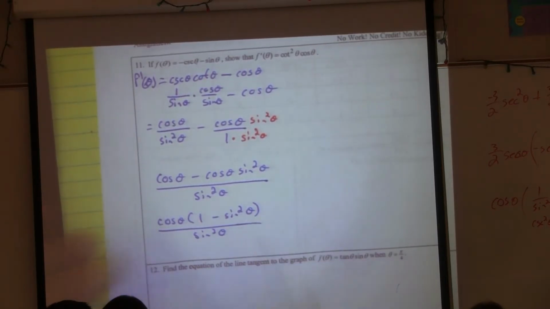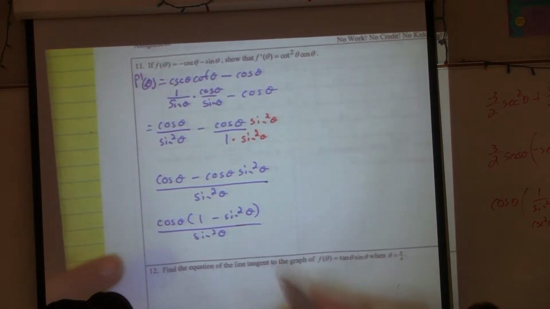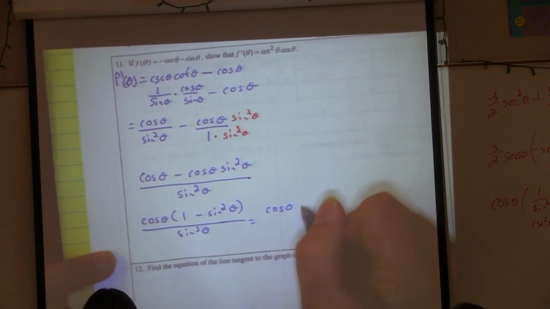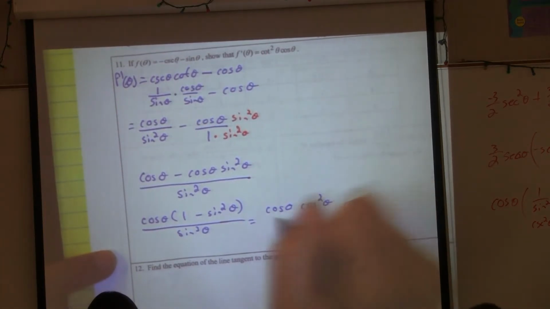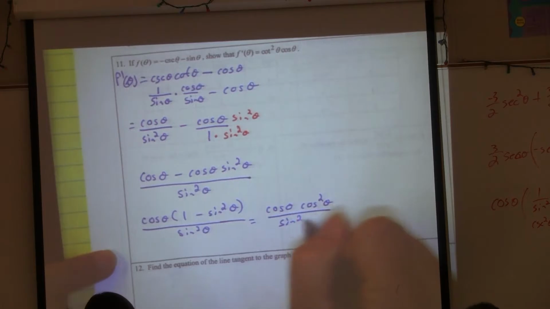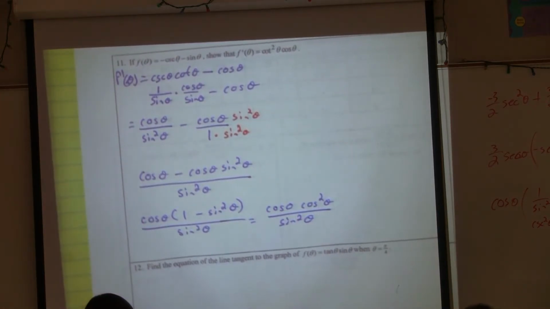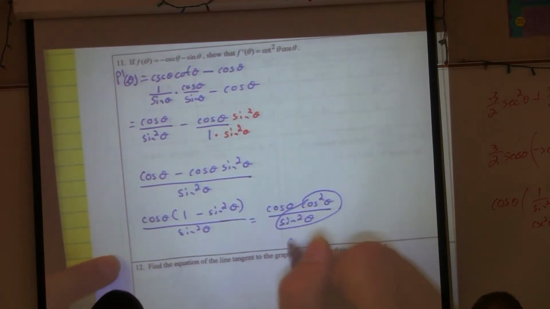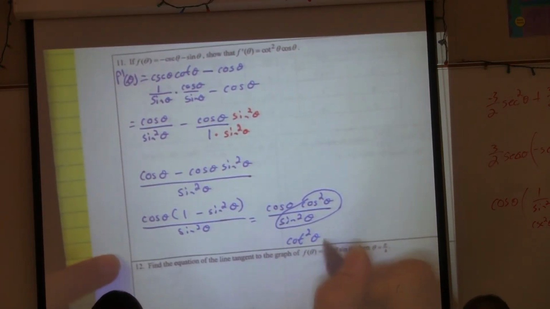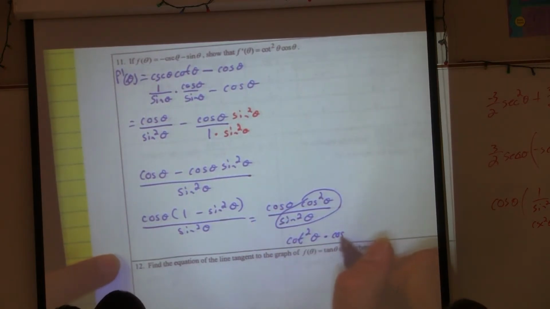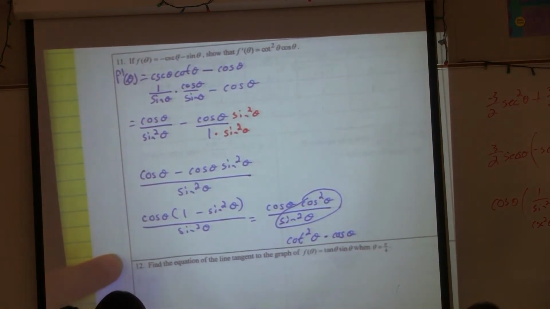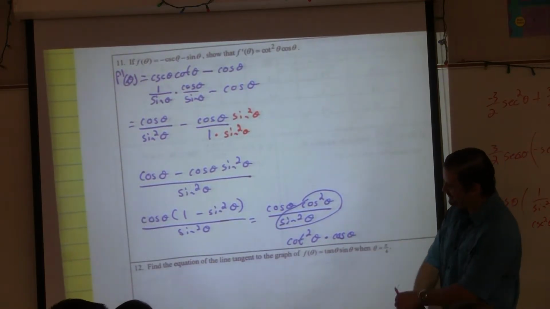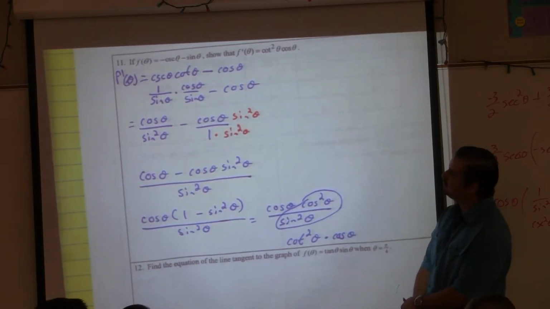One minus sine squared theta is equal to cosine squared theta. Okay. So then this goes to cosine theta times cosine squared theta over sine squared theta. Okay. This over this gives me what? Cotangent squared theta times cosine theta. I don't know why I said cosecant. Good? Did you make it match with what was up there?